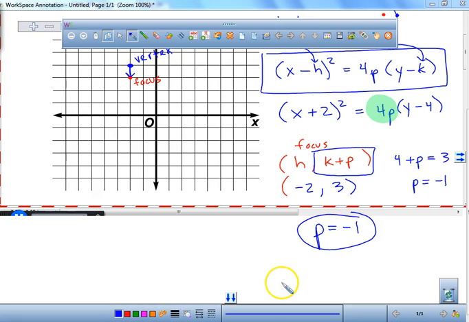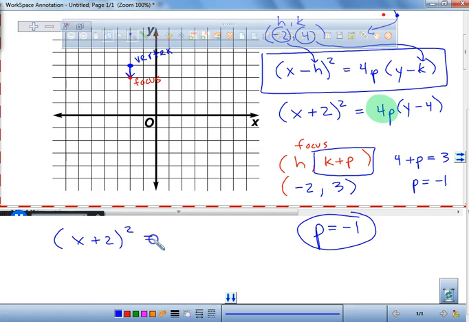When you plug in a -1 right there, it makes it a -4. So what I'd like you to do right now is write down your equation. Here we go. It is (x plus 2) squared equals 4 times -1, which becomes -4, and you put (y minus 4). And guess what?